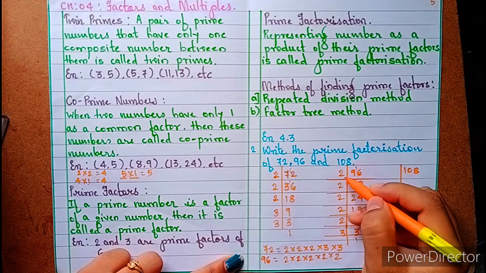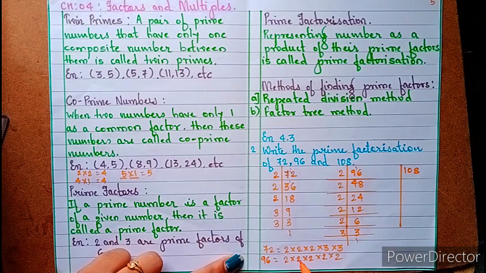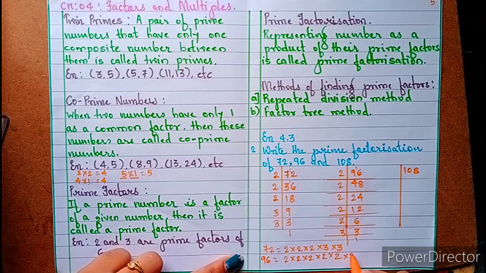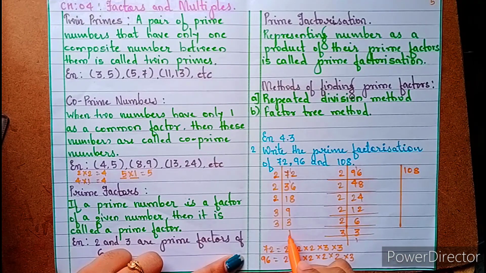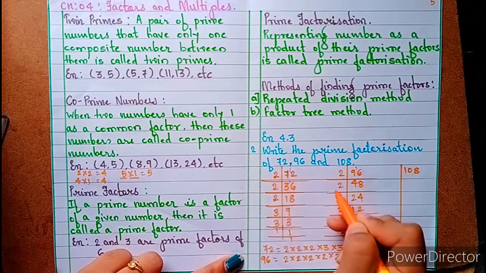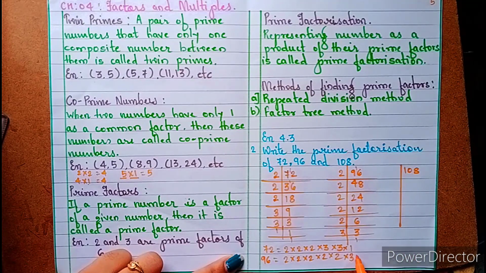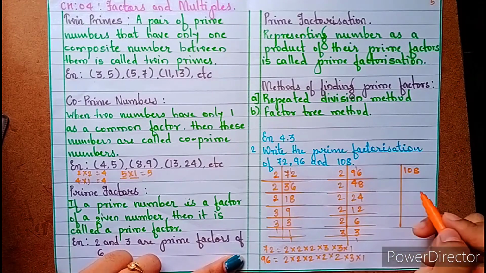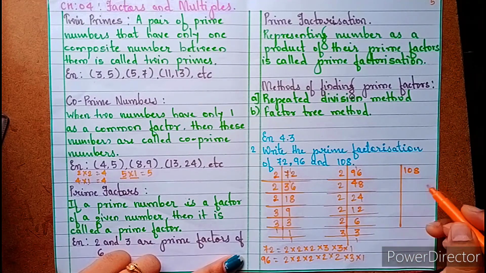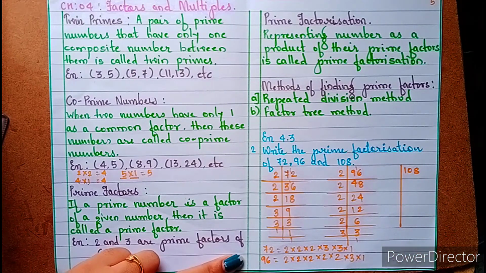So how many times 2? 1, 2, 3, 4, 5, into 3. Even 1 is also a factor, you can write that also. So this is how we find the prime factors. Similarly, you can find for 108 also.